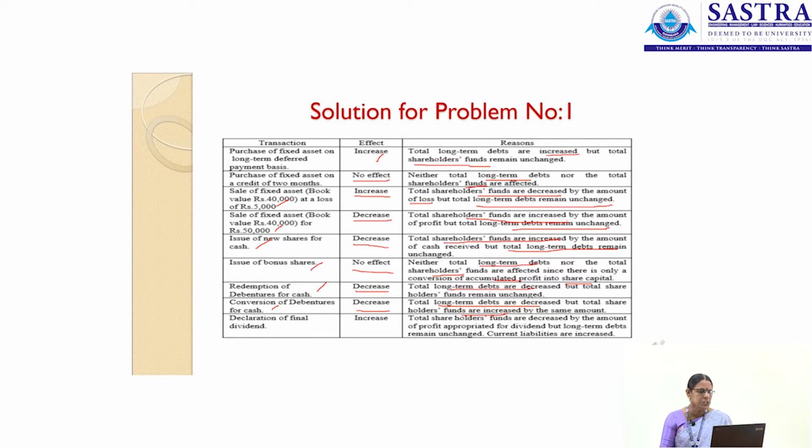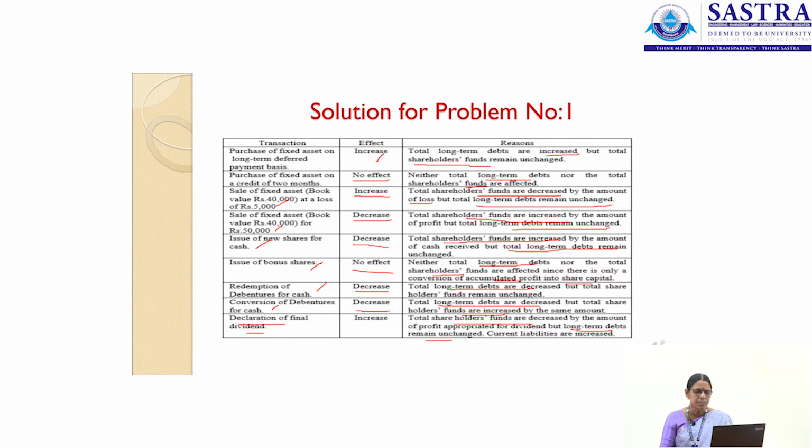Next is declaration of final dividend. We are going to declare a dividend. So when the dividend is declared, the shareholders' funds are decreased by the amount of profit appropriated, because dividend will be declared only out of the profits that are available for the equity shareholders. So the shareholders' funds get decreased and long-term debts remain unchanged, because any dividend declared in the annual general meeting is said to be a current liability and it will not have any impact on your long-term liabilities. So the long-term liabilities remain unchanged.